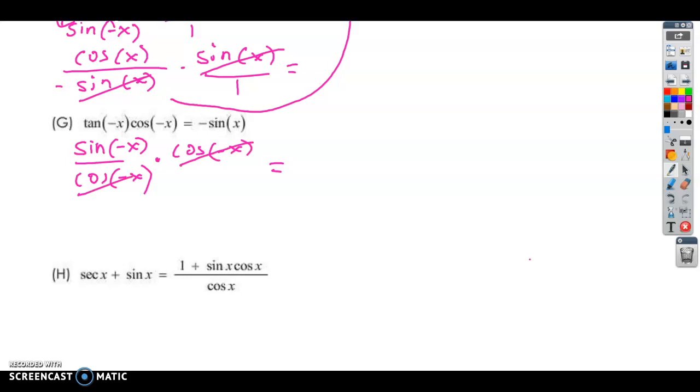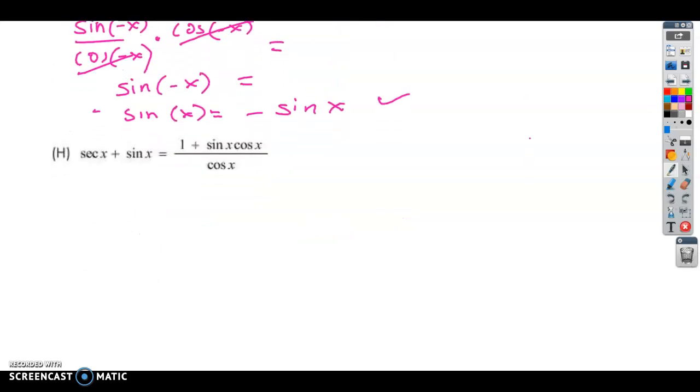You can't cancel a cosine of x and a cosine of negative x. Well, technically you can because it's an even function, but you don't want to do that. So now let's rewrite what we have left, sine of negative x. And on the other side, we're almost done, but sine is odd, so we can pull that negative out and put it in front. Now we've got negative sine of x equals negative sine of x. And we're done. I think this is the last problem.